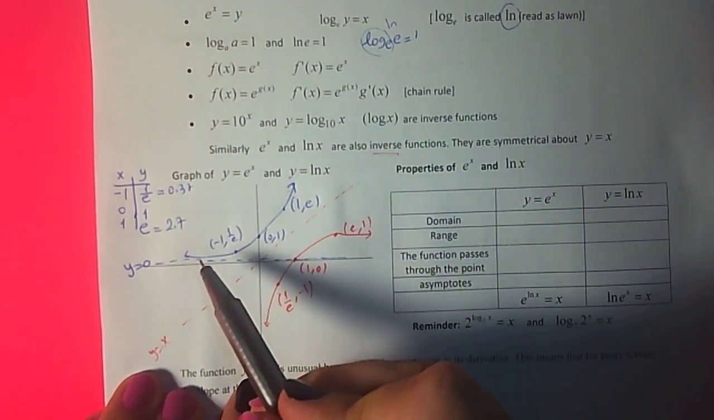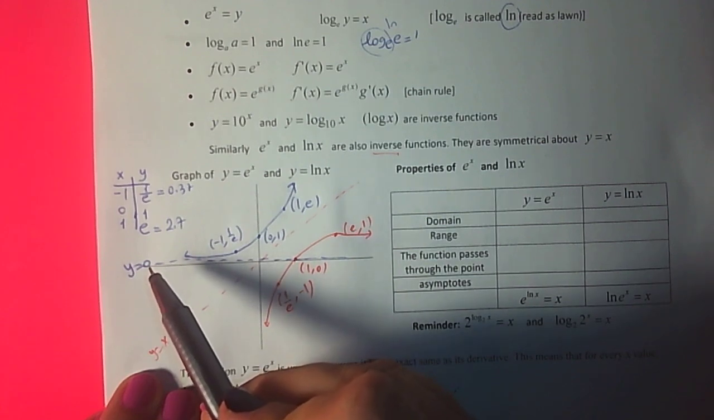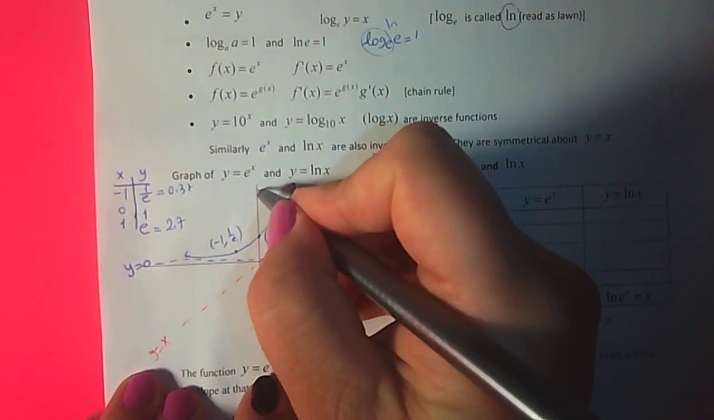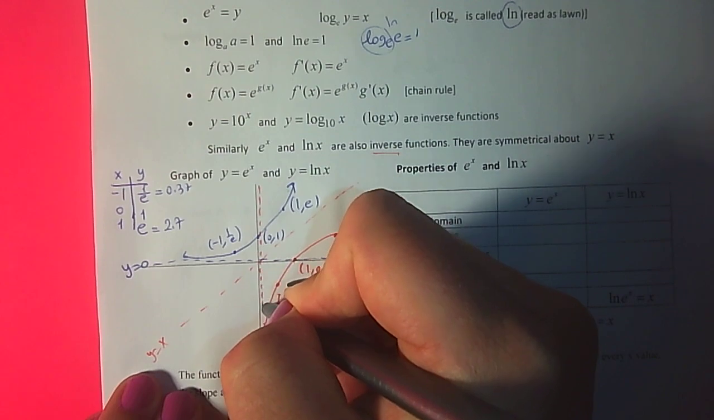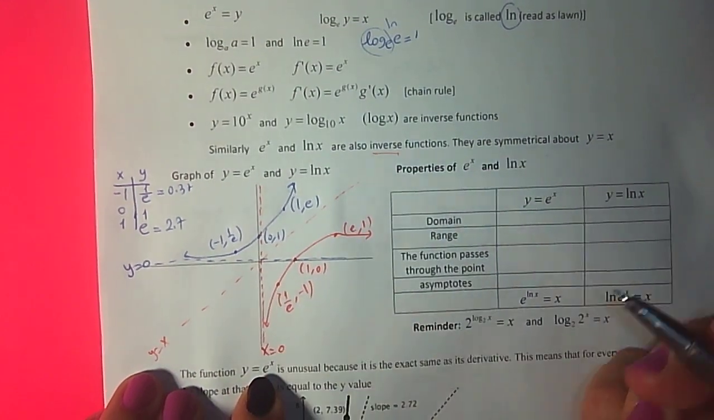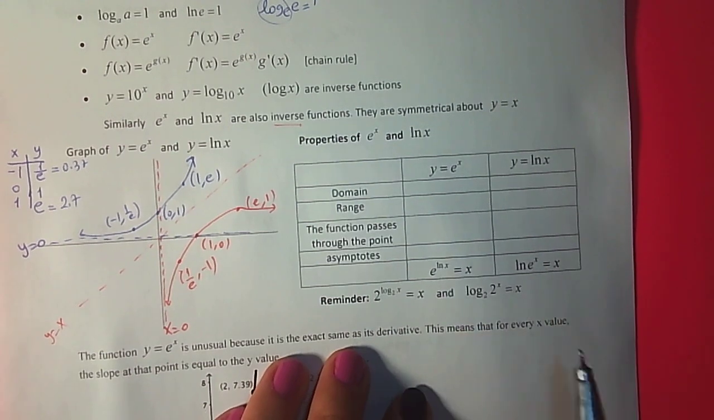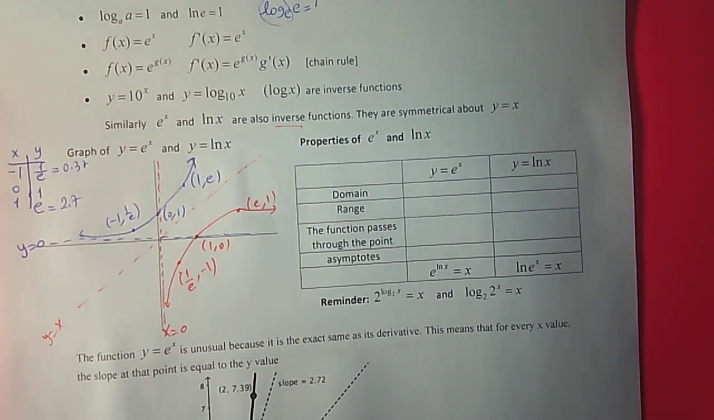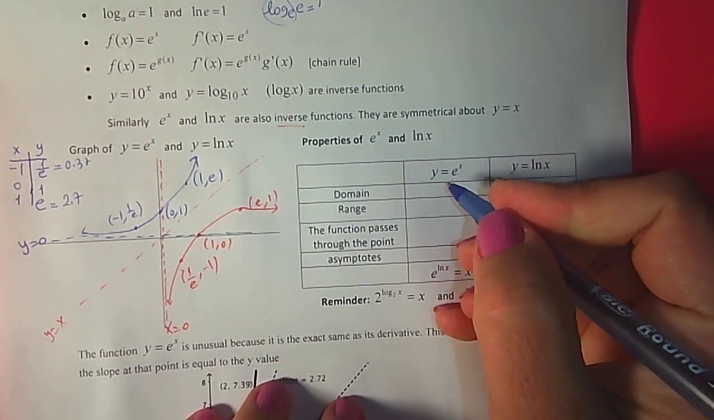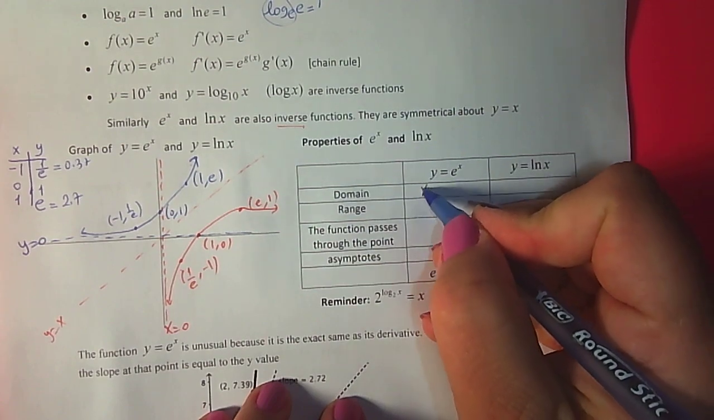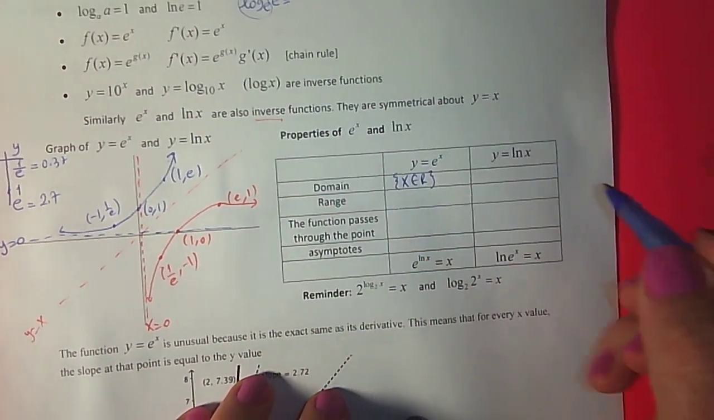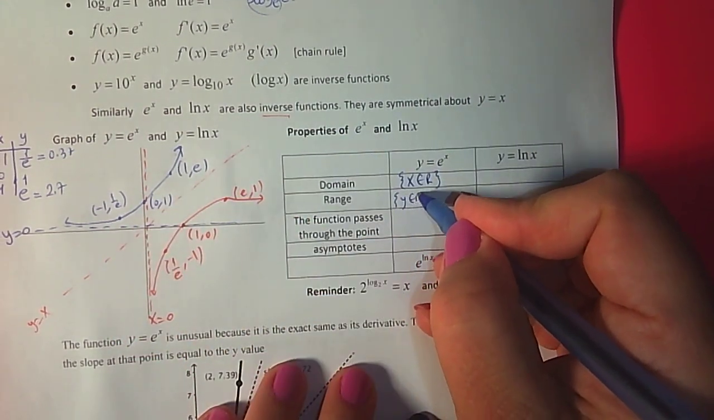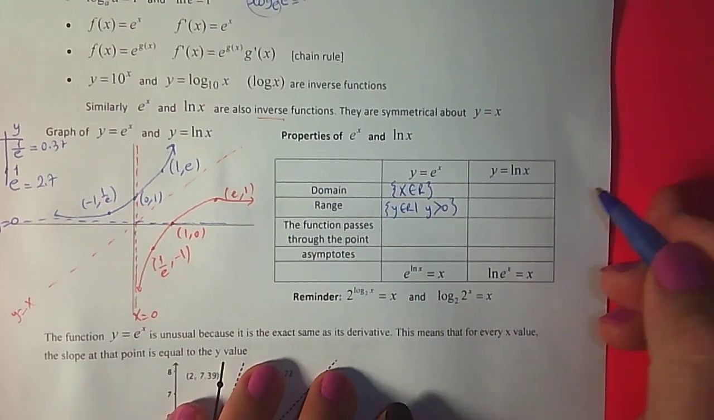So we said that e to the power of x has a horizontal asymptote at y equals 0. Then ln x will have a vertical asymptote at x equals 0. Okay, so let's write some properties of e to the power of x and ln x. Let's look at the domain of e to the power of x. As you can see, like all other exponential functions, it is x ∈ ℝ. Okay, and the range of it is going to be y ∈ ℝ, y greater than 0.